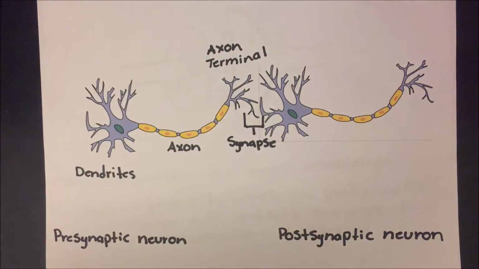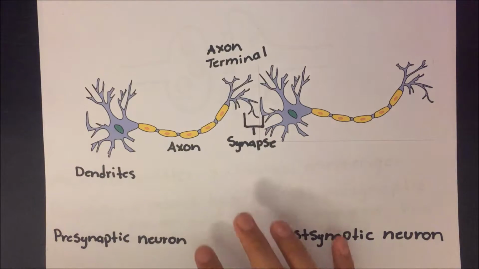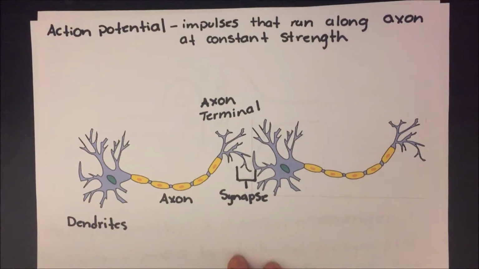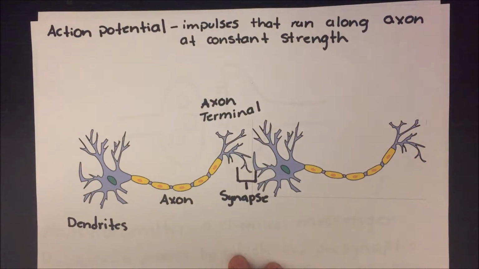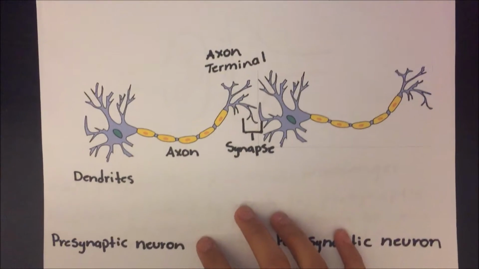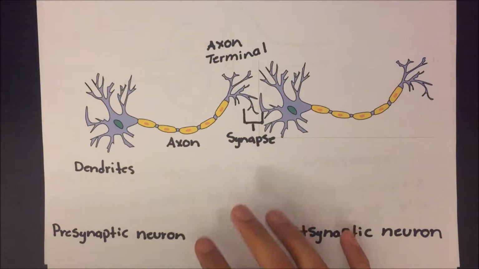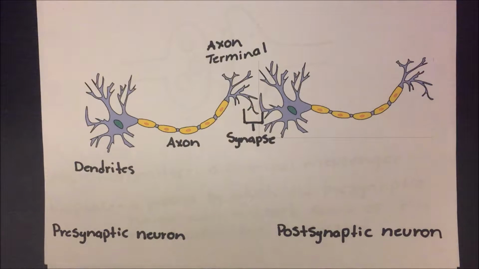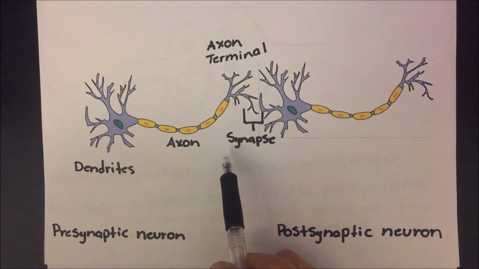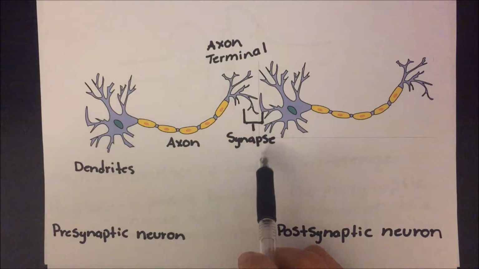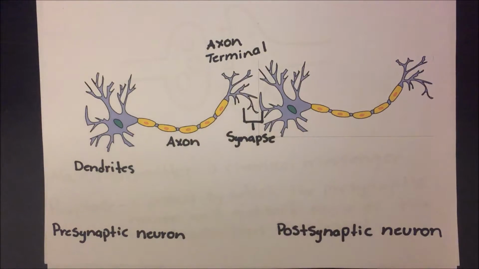Neurons communicate through action potentials. Action potentials are impulses that run along the axon at constant strength. The dendrites will receive the impulse, the axon will carry the impulse across the cell body, and the axon terminal will send the impulse across the synapse to its neighboring cell.